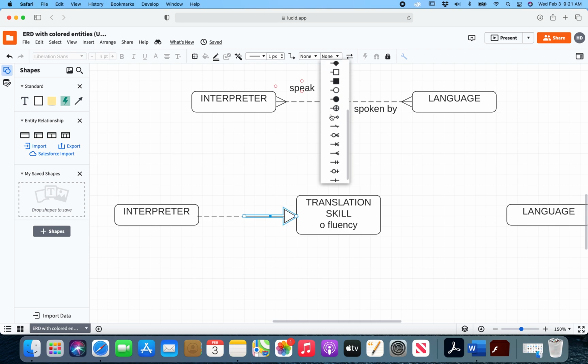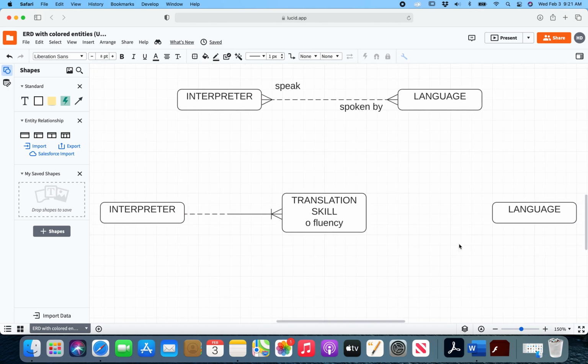And again, with our UID for this intersection entity, we need to signify that it's gaining UID from interpreter and language by putting a bar on both of these lines. So I've put a crow's foot with a bar. So this side of our ERD is done. So now we're going to move to the language side over here.